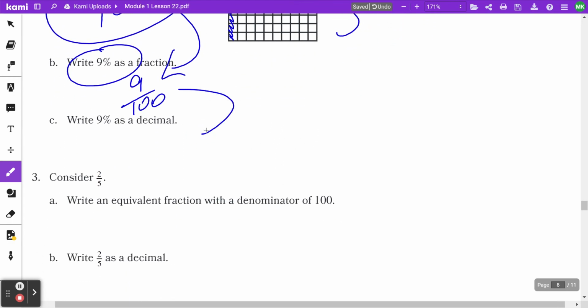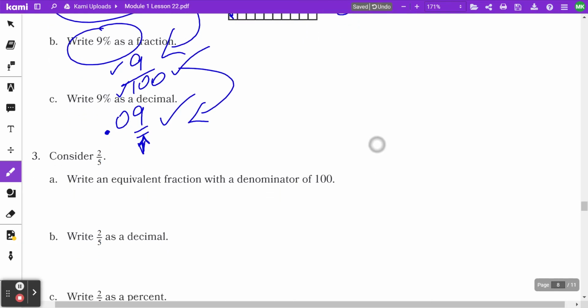Now, as a decimal, this isn't so bad. If you can read the fraction, it reads 9 hundredths. All you then have to do is write that in. So your decimal has to end in the hundredths place, so it's 0.09. You read them both the same way. That's 9 hundredths, that's 9 hundredths. That's how I know they are equivalent.